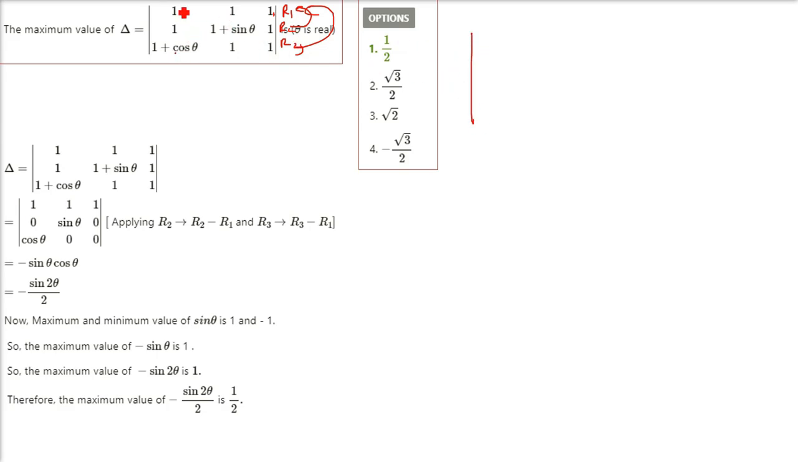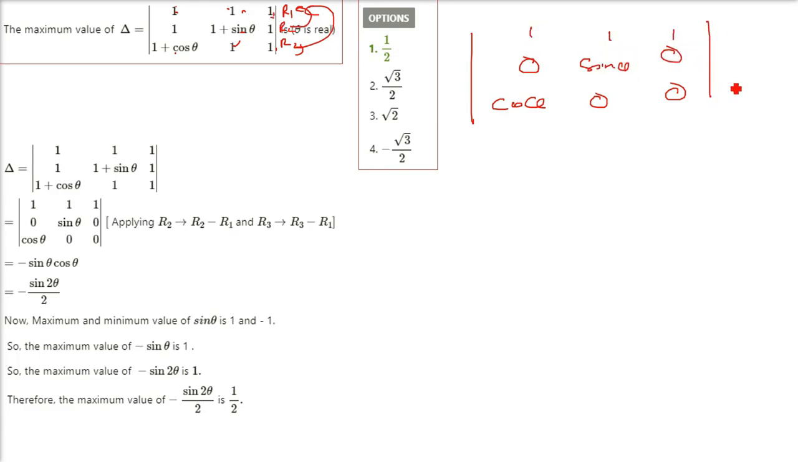So 1 plus cos theta minus 1 will be cos theta. 1 minus 1 will be 0. 1 minus 1 is 0. Now coming to the second row. 1 minus 1 is 0. 1 plus sin theta minus 1 is sin theta. And 1 minus 1 is 0. 1, 1, 1 will be here.